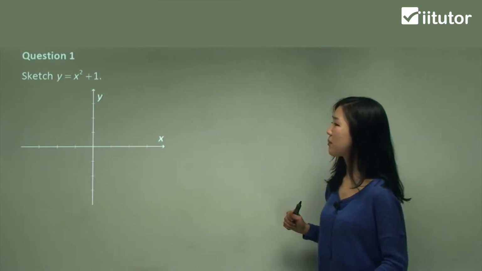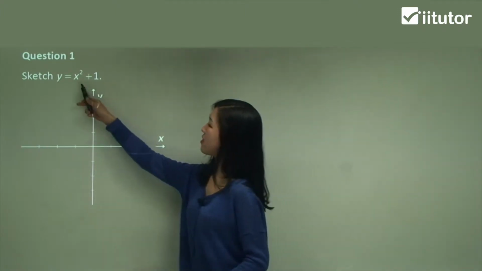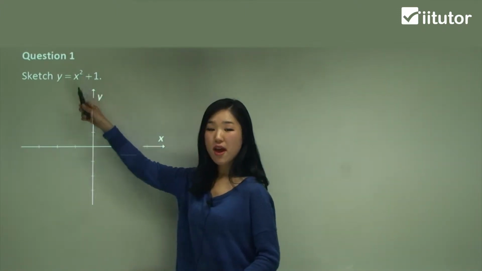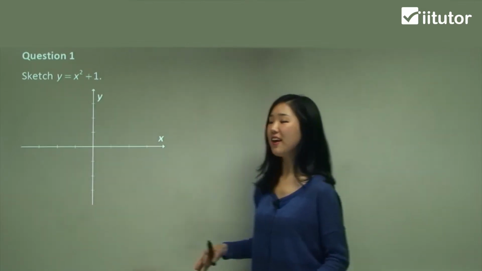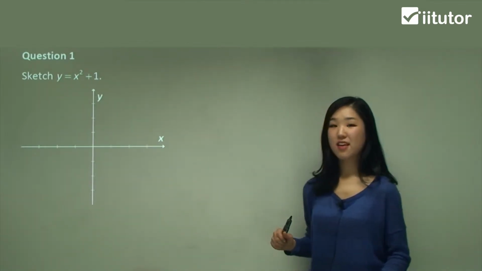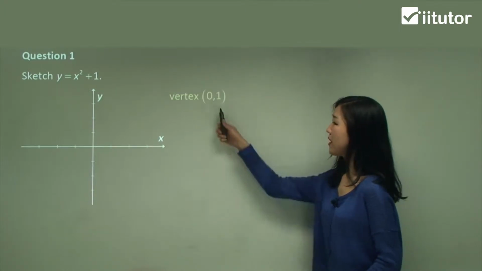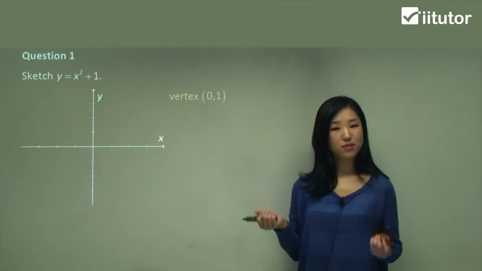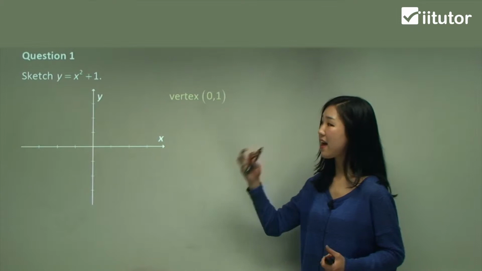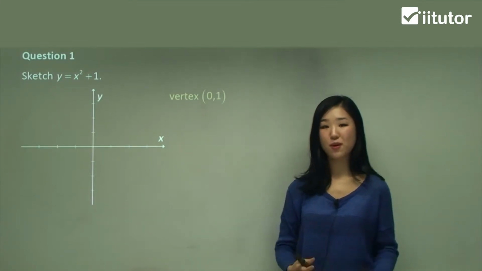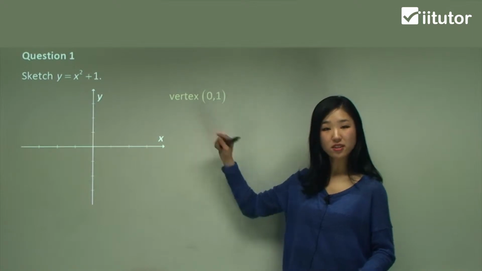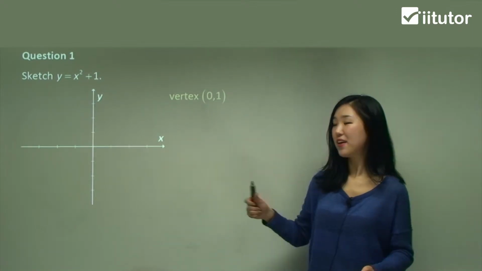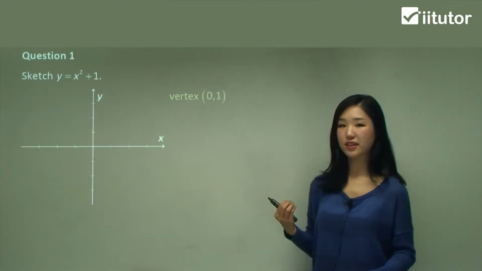First of all, let's have a look at this. It's just x squared, and to x squared I'm just going to be adding 1. This means that the vertex will be lifting up. If I'm just adding 1 to the original graph of x squared, that means I'm lifting up, so the vertex will be changing to (0, 1). So that's my vertex. I'm just going to state the vertex first.